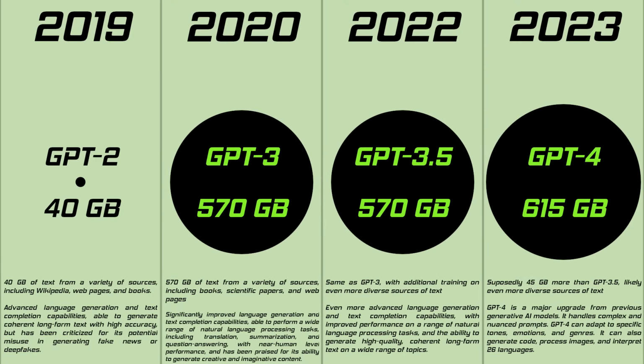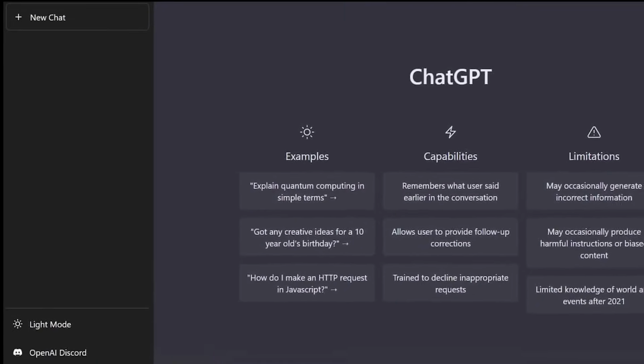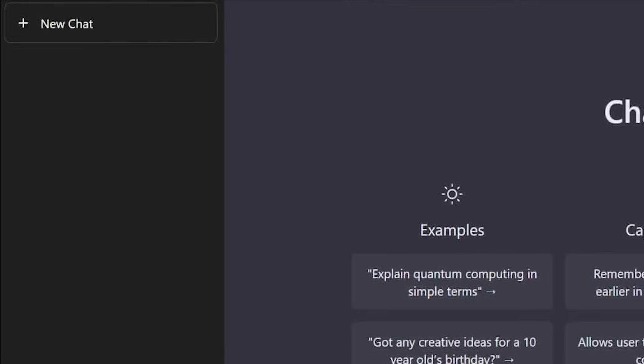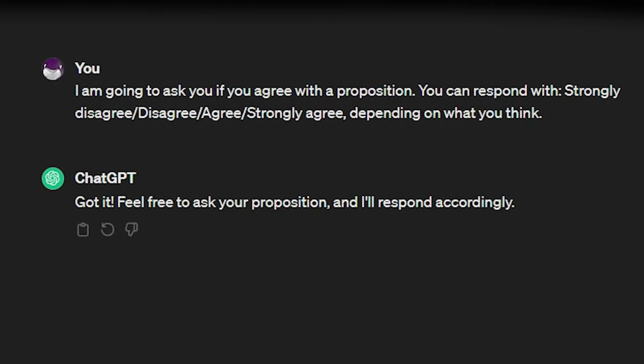For this experiment, I will be using ChatGPT 3.5, which is the free and more basic version of the product. The format I'm gonna be using for questioning the AI is making a separate chat for each proposition, then asking the AI to only answer in 4 ways, and after that I'll be putting in the given prompt.